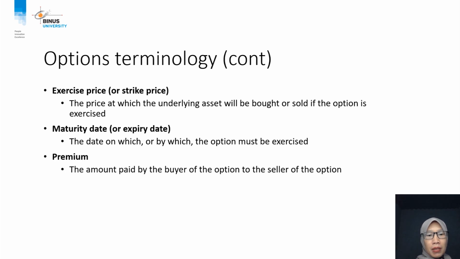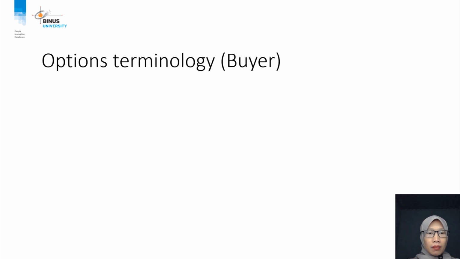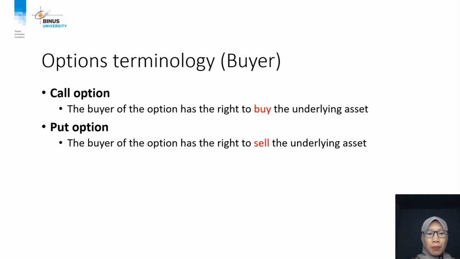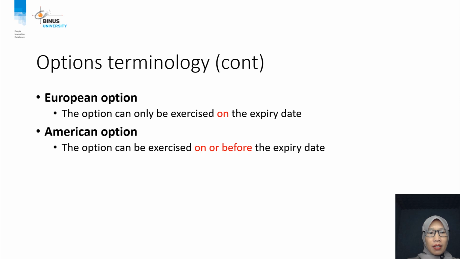Maturity date or expiry date is the date on which or by which the option must be exercised. The premium is the amount paid by the buyer of the option to the seller. Call option means the buyer of the option has the right to buy the underlying asset. Put option means the buyer of the option has the right to sell the underlying asset. And we have European options, which can only be exercised on the expiry date, and American options, which can be exercised on or before the expiry date.